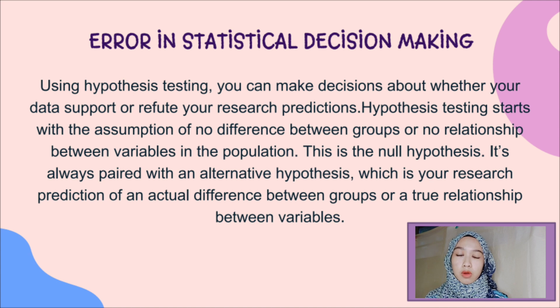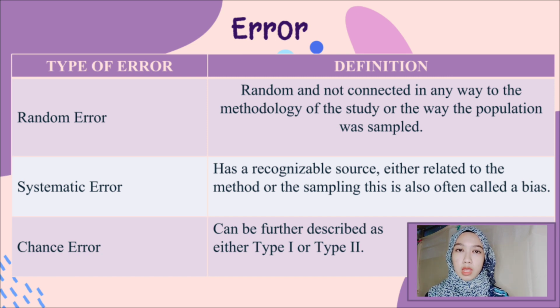We will look at the meaning of error. We will look into error in statistical decision making. Using hypothesis testing, you can make decisions about whether your data support or refute your research predictions. Hypothesis testing starts with the assumption of no difference between groups or no relationship between variables in the population. This is the null hypothesis. It's always paired with an alternative hypothesis, which is your research prediction of an actual difference between groups or a true relationship between variables.